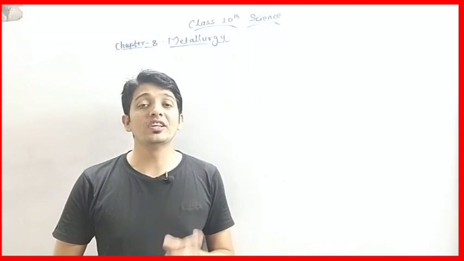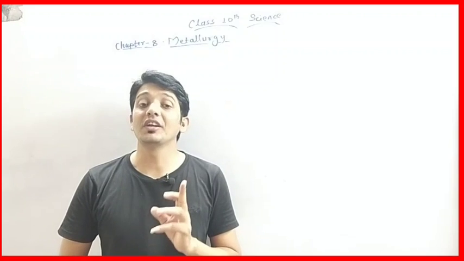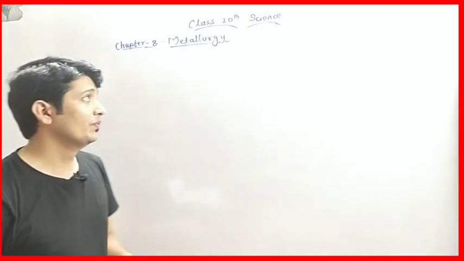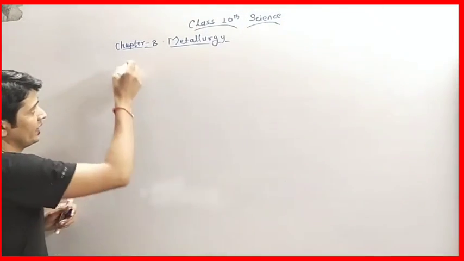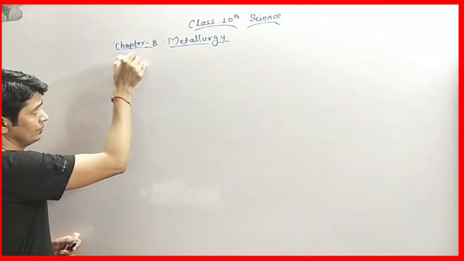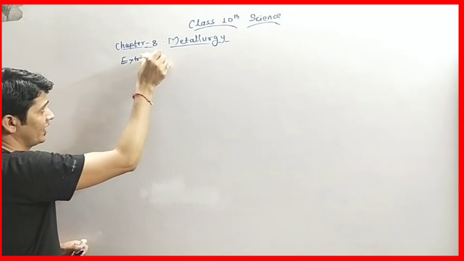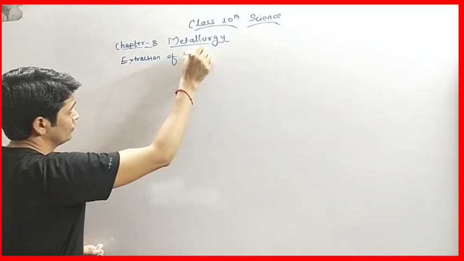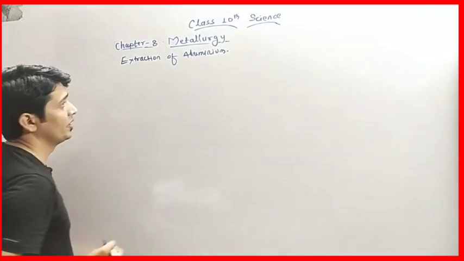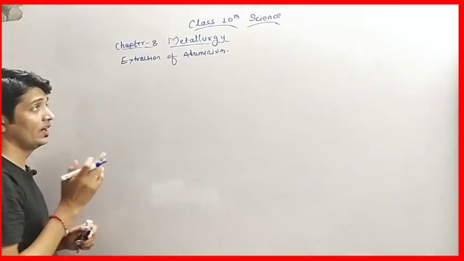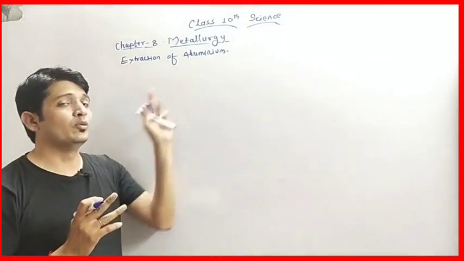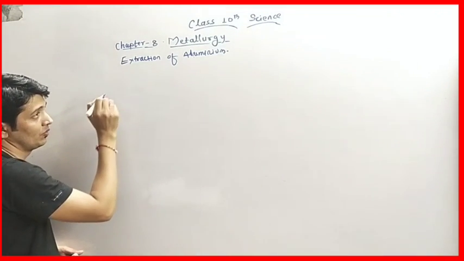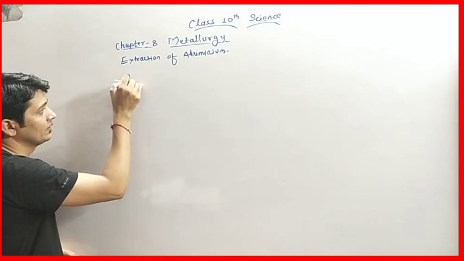So today we are going to understand the metallurgy part, where we will learn the extraction of aluminium. So in extraction of aluminium, we have to understand the general characteristics of aluminium. We know aluminium is a metal. Which type of metal? The reactive metal.